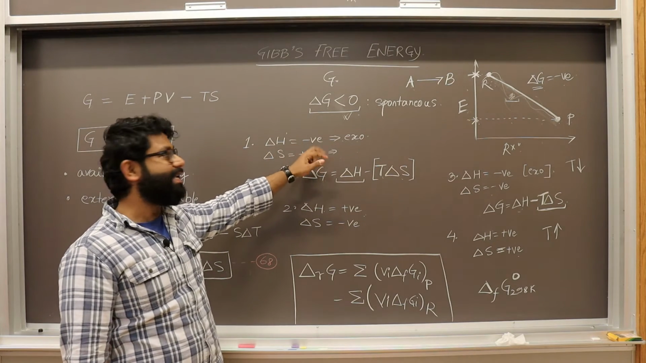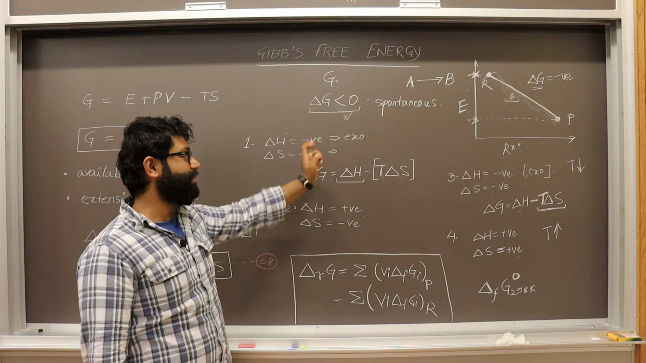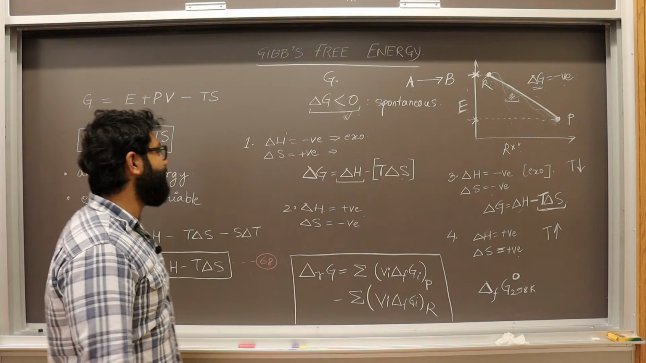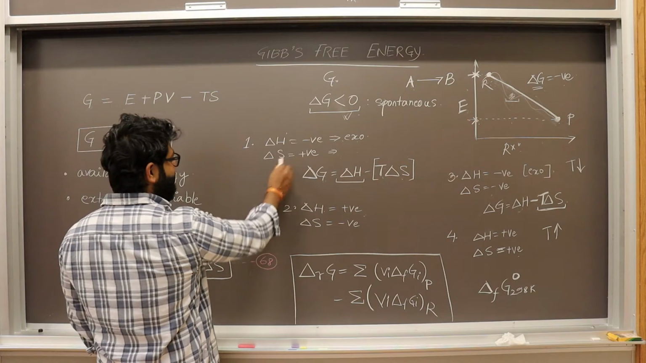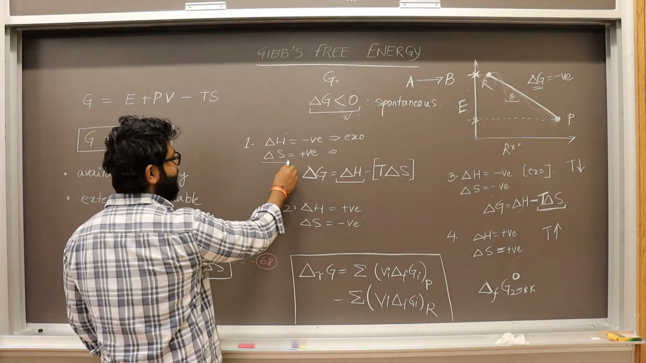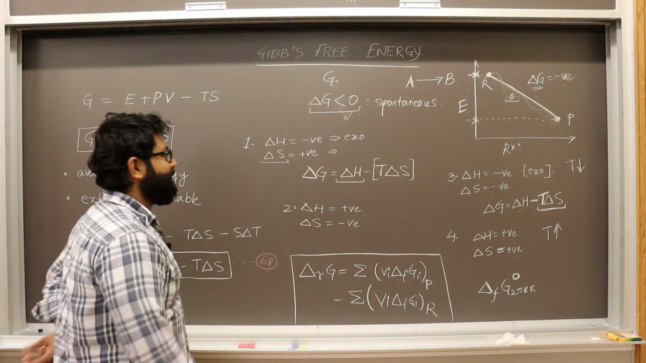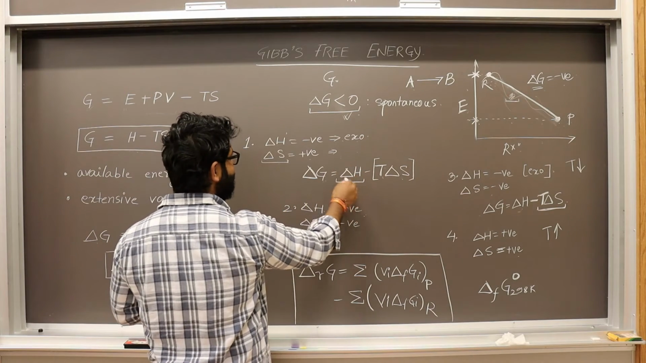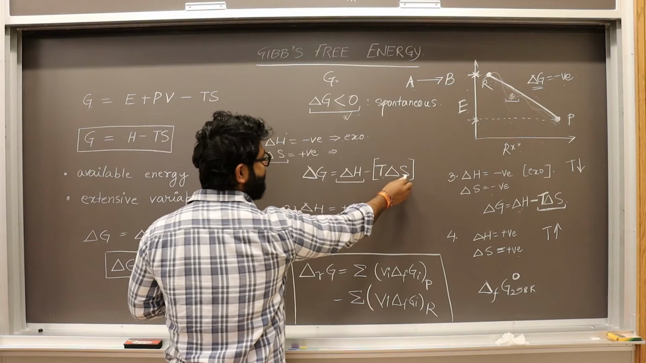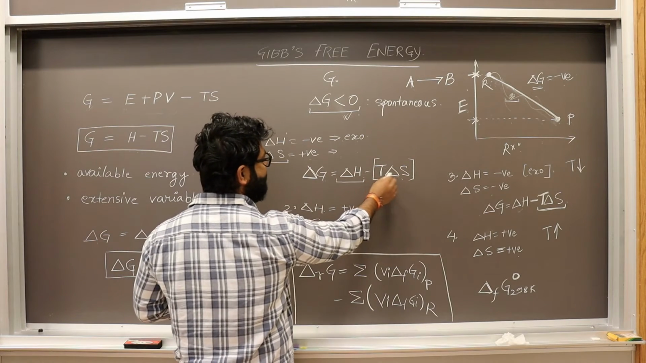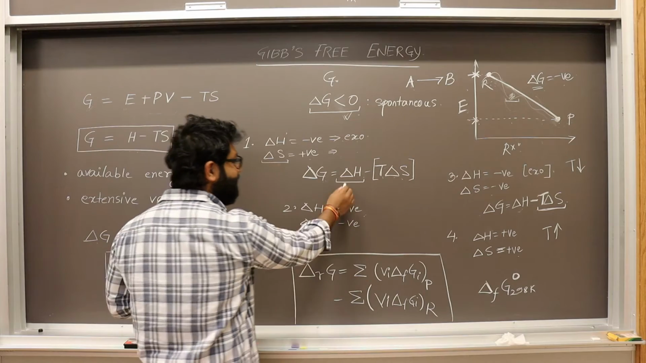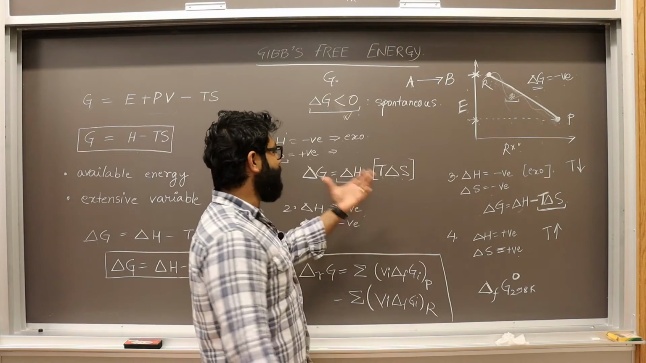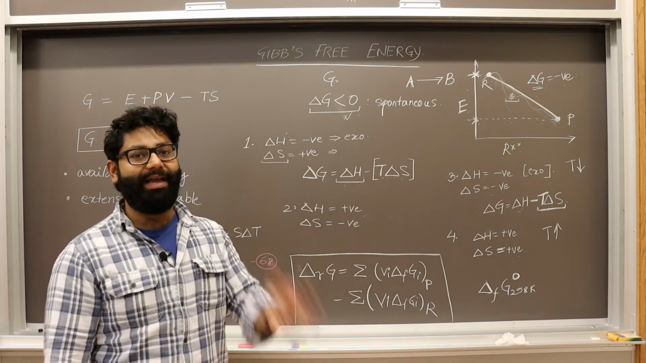So the delta H is negative. Exothermic, heat is being released. Now, if the delta S, the entropy change of that reaction, is positive, then in this equation delta H is a negative quantity and delta S is a positive quantity. So the negative of T delta S is also a negative quantity. This is a negative quantity, this is a negative quantity, and both only give you a negative value.